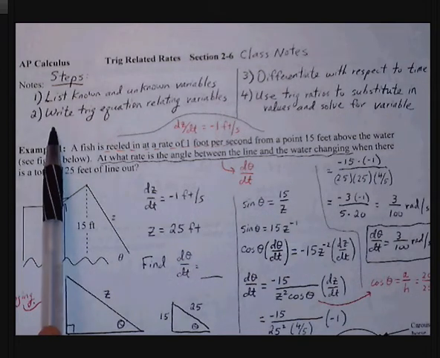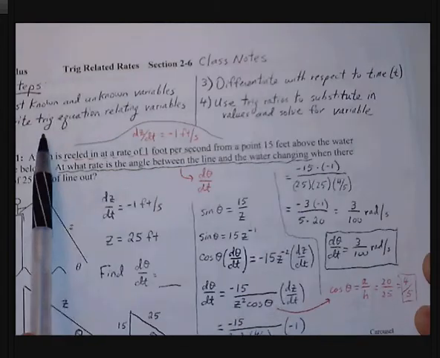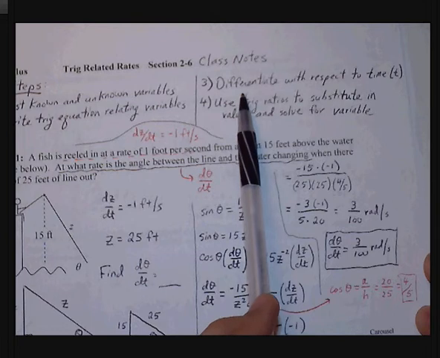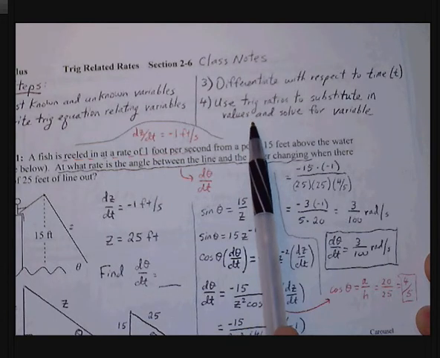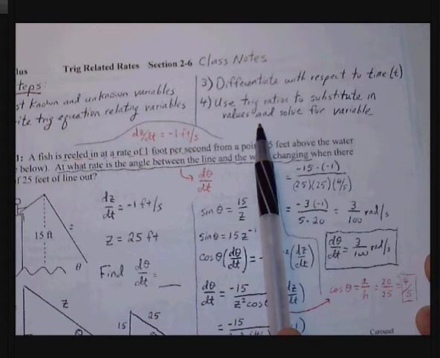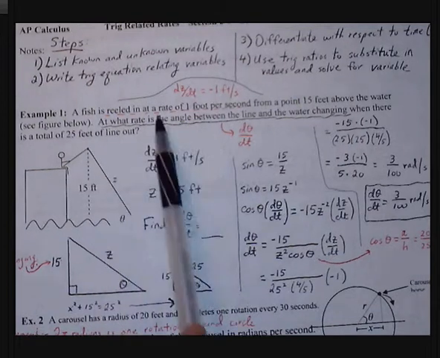Second, we're going to write the trig equation relating the variables together. And third, once we have that, we're going to differentiate with respect to time. And then finally, we're going to use trig ratios to substitute in values and then solve for the variable we're looking for. Okay, so number one, a fish is reeled in at a rate of 1 foot per second.